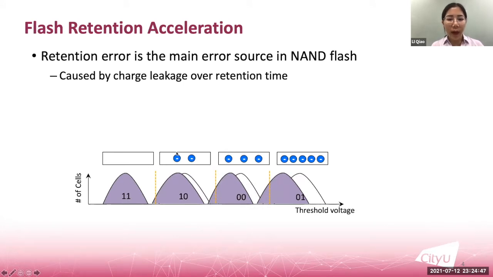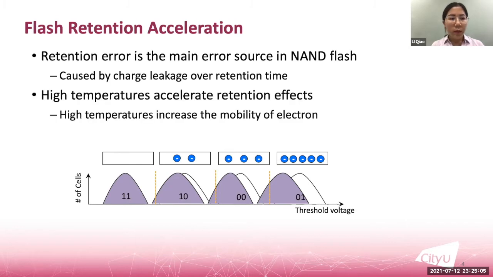To guarantee the reliability of stored data, the flash controller provides error correction codes that are strong enough for the raw error rate after a long retention age, for example, 1 year. However, it is time consuming to observe the retention errors over a year or even longer. In practice, high temperatures are applied to accelerate retention effects because high temperatures increase the mobility of electrons.